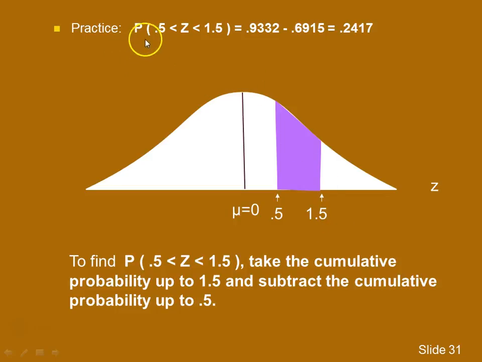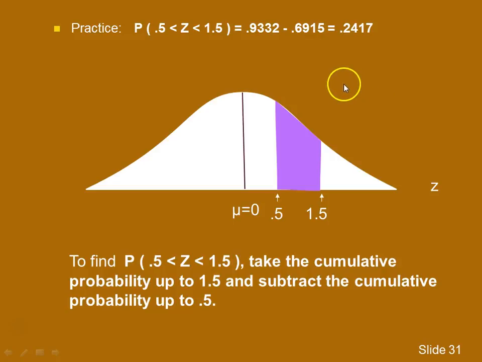Finally, our last one is similar to the second one. Supposing I want the probability from 0.5 to 1.5. I want the probability that z is in between those two. Again, here's 0.5, here's 1.5, and again, we can find this by using subtraction. Take the cumulative below 1.5, subtract the cumulative below 0.5. When you do that, you'll get a final answer of 0.2417.